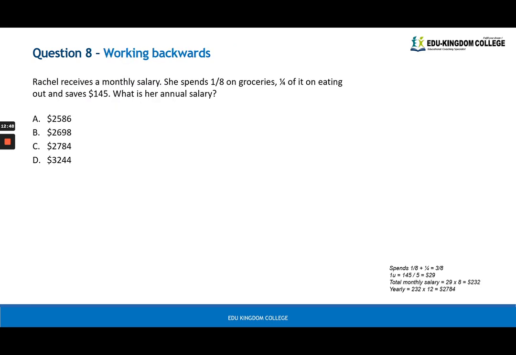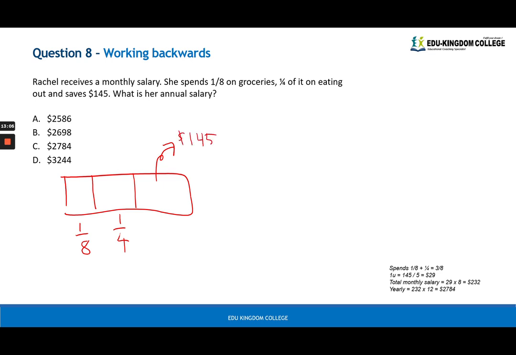Okay, so question 8, working backwards. We have a monthly salary. She spends 1/8 on groceries. So we spend 1/8 on groceries, a quarter of it on eating out, and saves $145. What is her annual salary? So this is monthly.